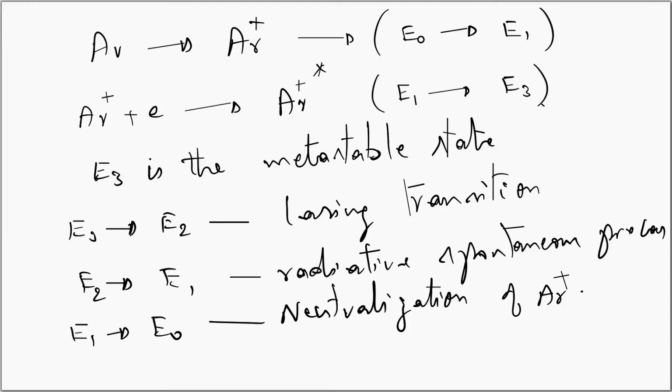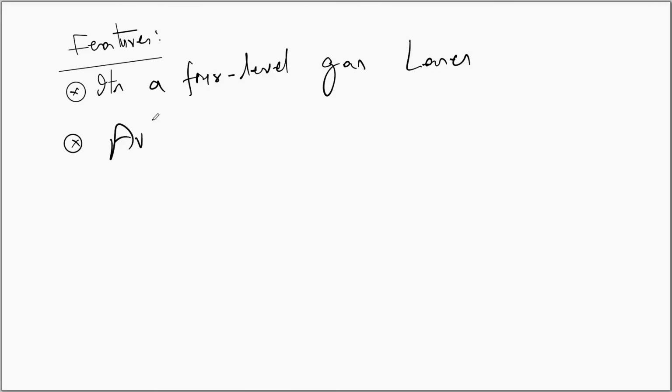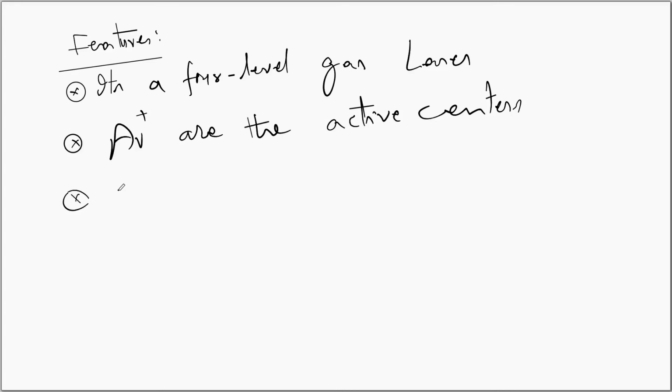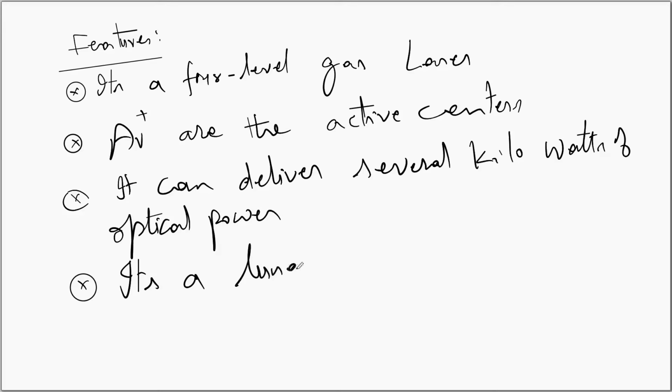Now we shall look at the important features of the argon ion laser. It's a 4-level gas laser. Argon ions are the active centers. It can deliver several kilowatts of optical power. It's a tunable laser. The beam divergence of the argon ion laser is very small.